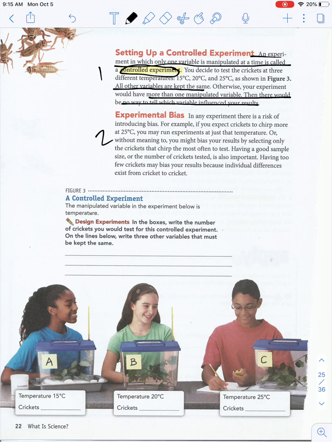So the one thing I want to remember here is that in any experiment, there's a risk of introducing bias. And I want to circle the word bias just so that way I remember where to find that.